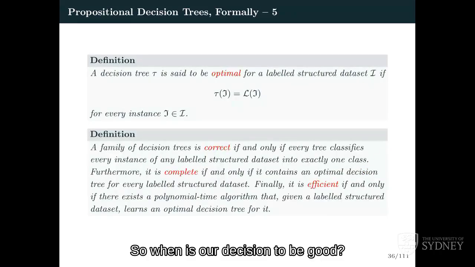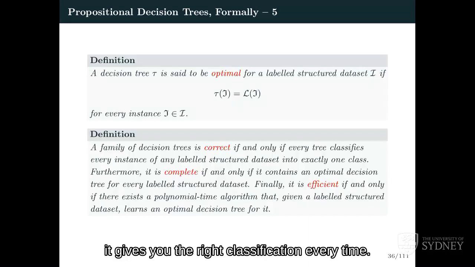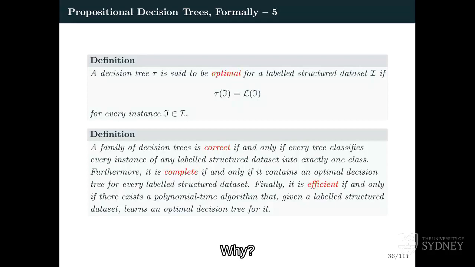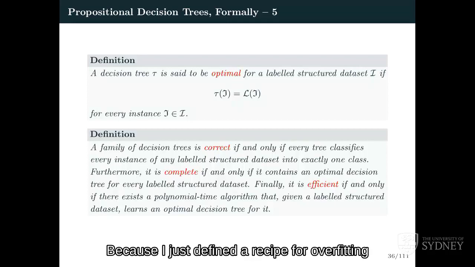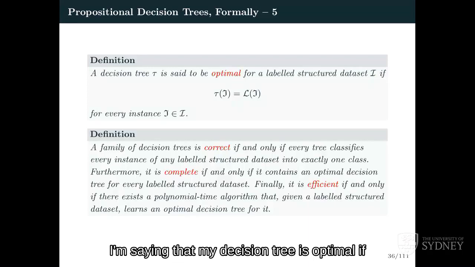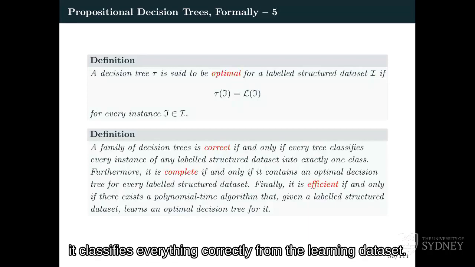So when is our decision tree good? Well, I don't know when it is good. I know when it is optimal. It is optimal for a labeled structured data set if it gives you the right classification every time. And now here is a problem with the machine learning people. Why? Because I just defined a recipe for overfitting here, right? I'm saying that my decision tree is optimal if it classifies everything correctly from the learning data set.